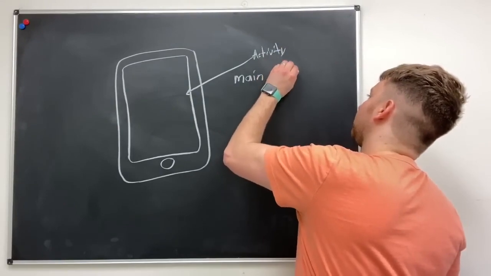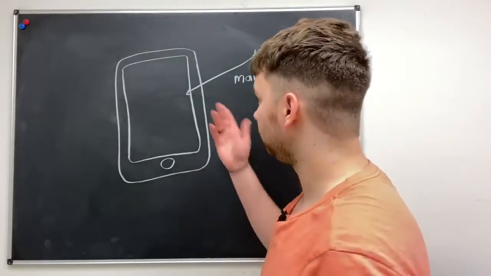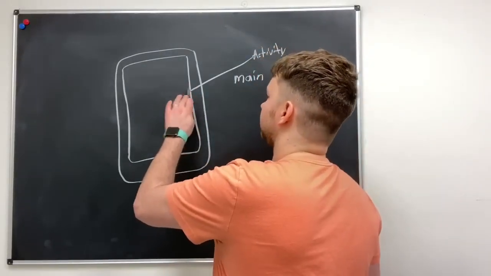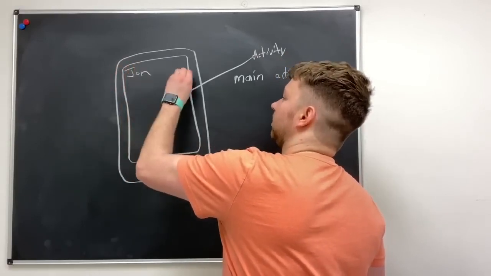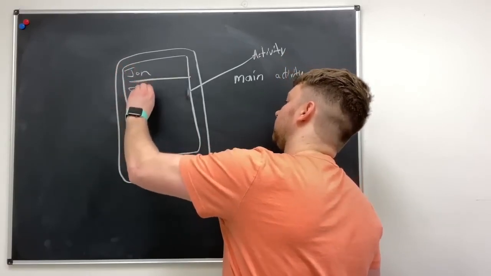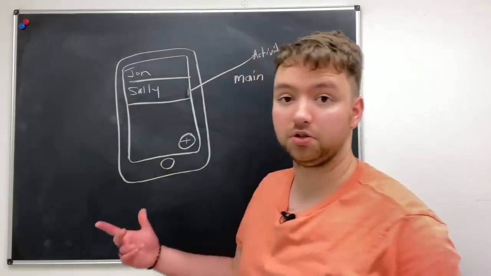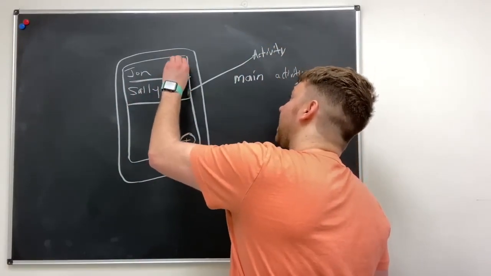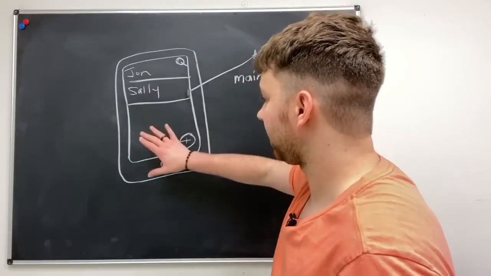So let's say we're in the context of an email application. Well, what kind of stuff would be on our main activity? I imagine we probably have a series of emails on here from people. Like so. And we might have a little plus button to compose a new email. And we might have a little search, and that is a magnifying glass, if you can't tell. And yeah, this is an activity.